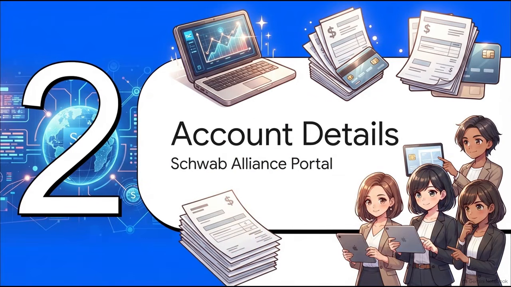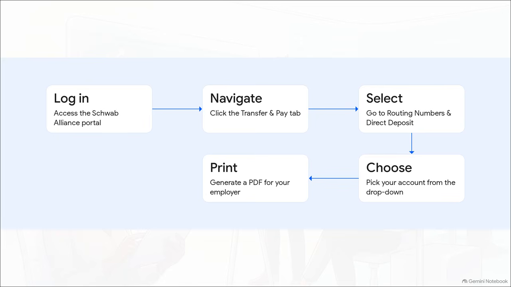Section 2. Gathering your account details. If your employer's payroll system lets you submit information digitally, you are in luck because this is incredibly straightforward. Just follow 5 simple extraction steps on your desktop browser to generate a pre-filled PDF authorization letter for your HR team. First, log into Schwab Alliance and authenticate.